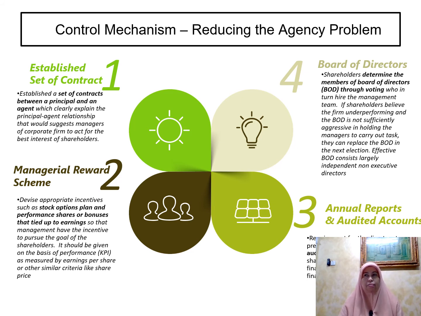Could be various ideas or opinions. Okay, number one, establish a set of contracts, managerial reward scheme, board of directors, annual reports, and audited accounts. Some of these I have explained previously. Okay, by having a contract that lays down the job description, terms and conditions, the duties, what is the effect if the managers do not achieve certain KPI. Okay, it suggests the corporate firm to act for the best interest of shareholders.